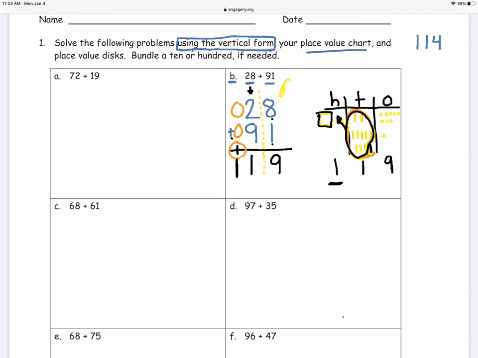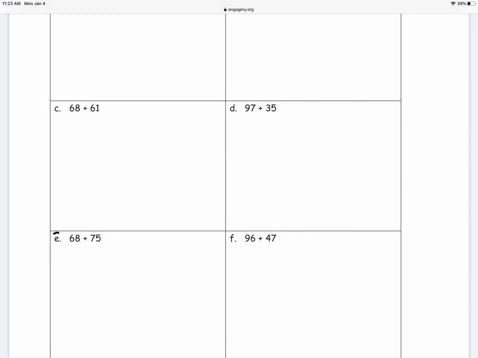Now, like I said earlier, if you are still kind of unsure of what to do, draw the place value chart first and then try to solve it in the vertical way, okay? But if you think you kind of understand, you can just do the vertical method. So we're actually going to do the vertical method for this next problem. Let's do E together now.